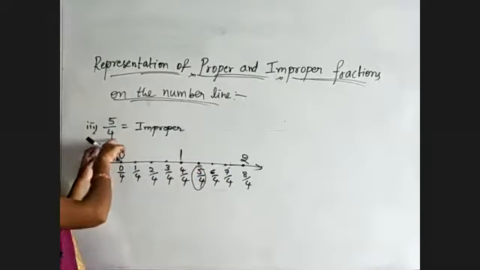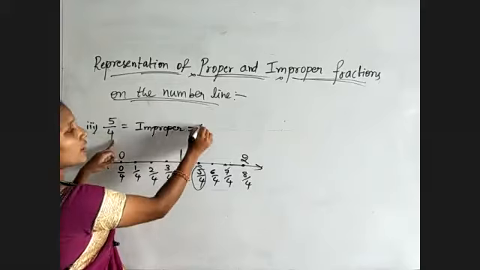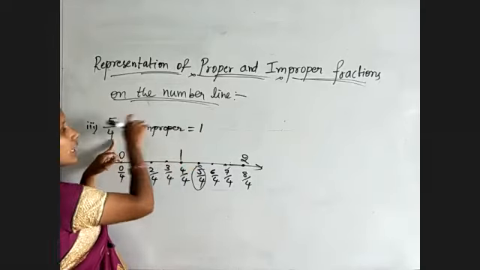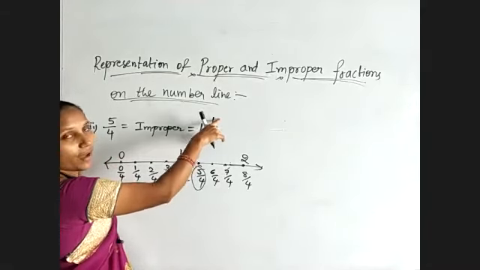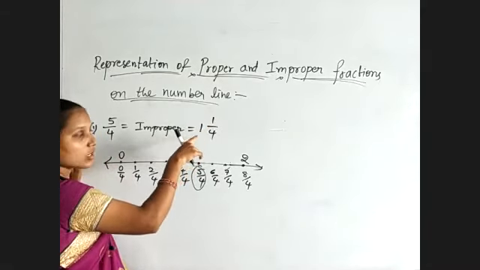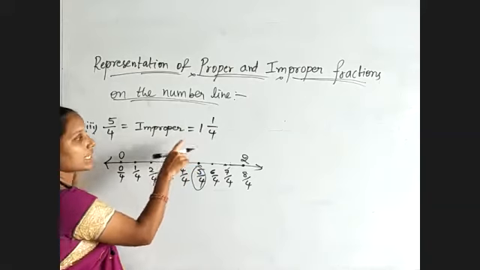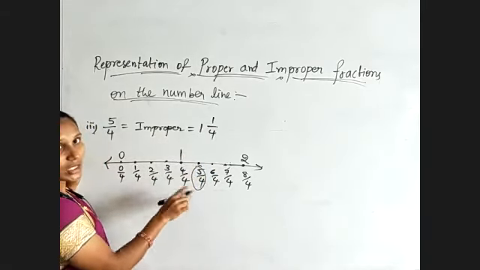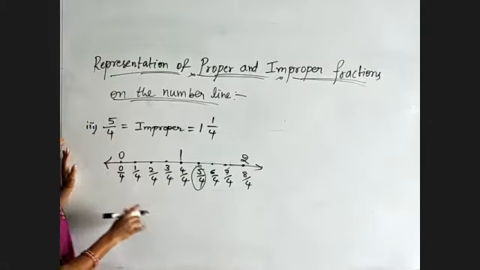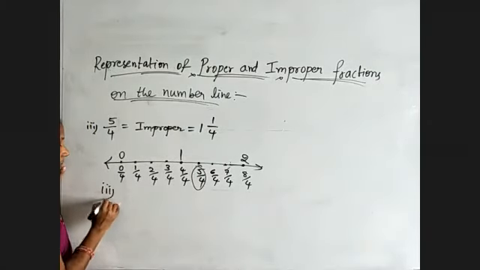Convert it into mixed fraction, what will we get? 4 ones are 4, still 1 left, 1 by 4. 4 ones are 4, 4 plus 1, 5, 5 by 4. Yes, so 5 by 4 is lying between 1 and 2. Got it? That's it.